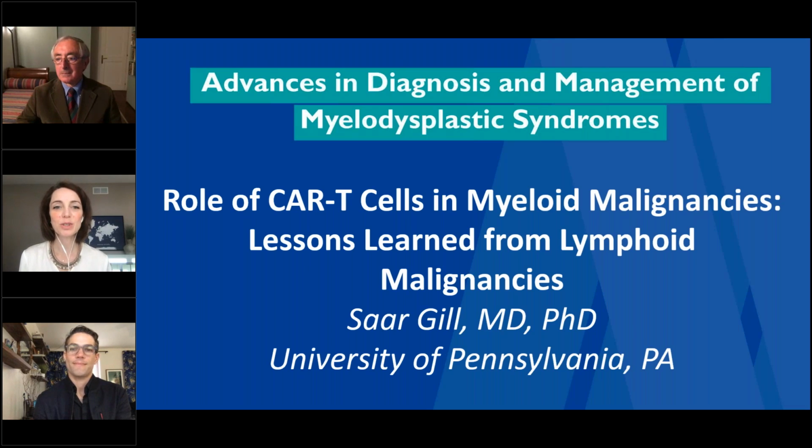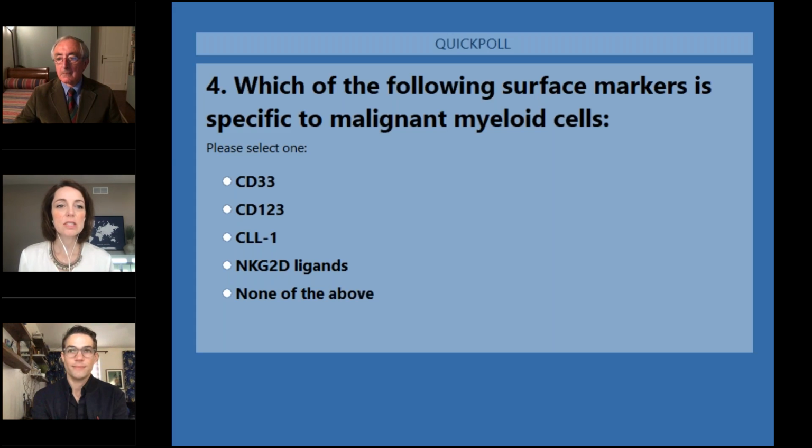Let's redo your poll now and see if everybody learned something from that fantastic talk. So which of the following surface markers is specific to malignant myeloid cells? Select one of the following: CD33, CD123, CLL1, NKG2D ligands, or none of the above.